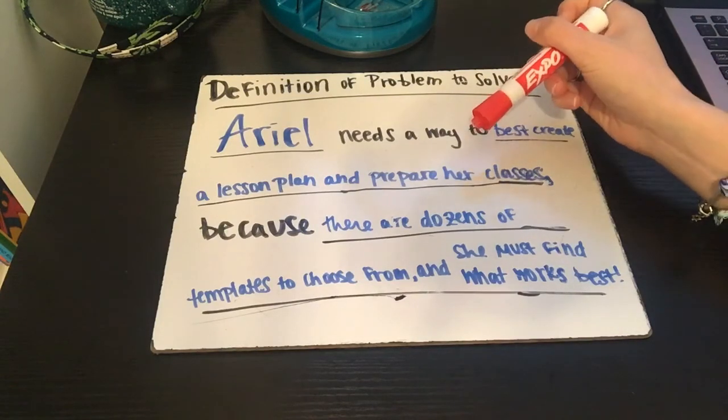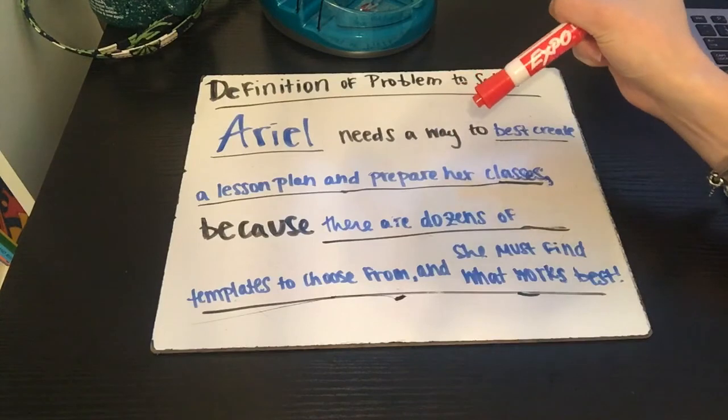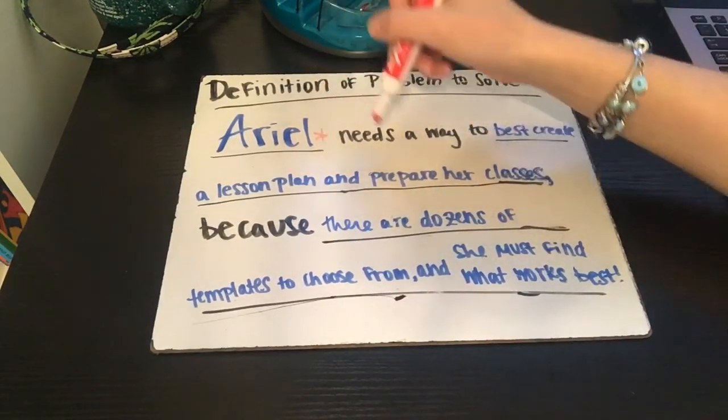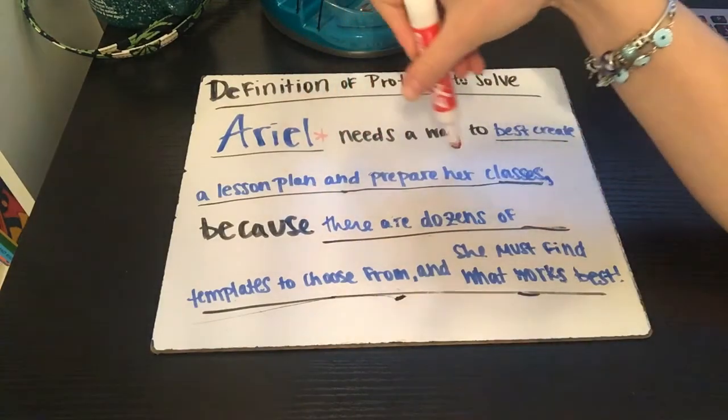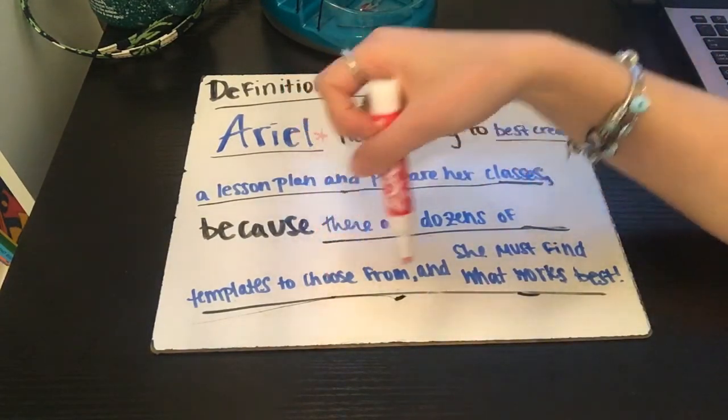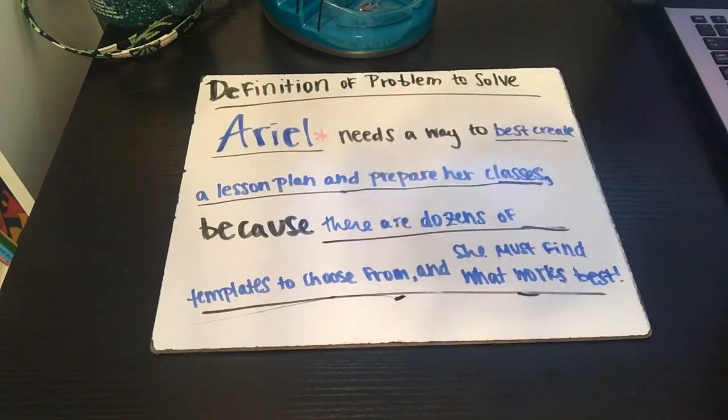Using the outline for the definition that we were given in class, here is my defined issue. Ariel needs a way to best create a lesson plan and prepare for her classes, because there are dozens of templates to choose from, and she must find what works best.